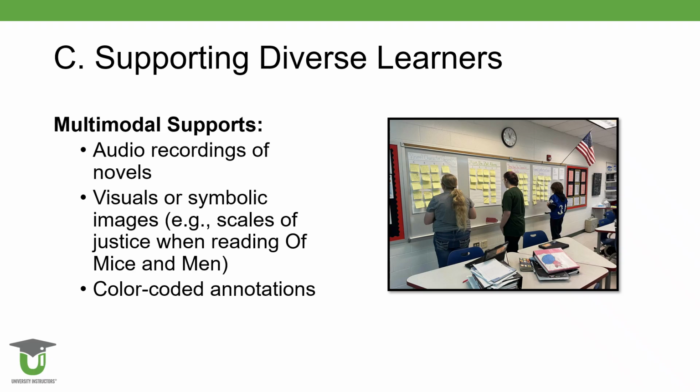Using multimodal supports helps students access and engage with complex text in multiple ways. Providing audio recordings of novels allows students to follow along and hear fluency and expression. Incorporating visuals or symbolic images, such as scales of justice when reading Of Mice and Men, helps students connect abstract ideas to concrete representations. Additionally, color-coded annotations can guide students in tracking themes, character traits, or literary devices, making patterns in the text more visible and strengthening overall comprehension.